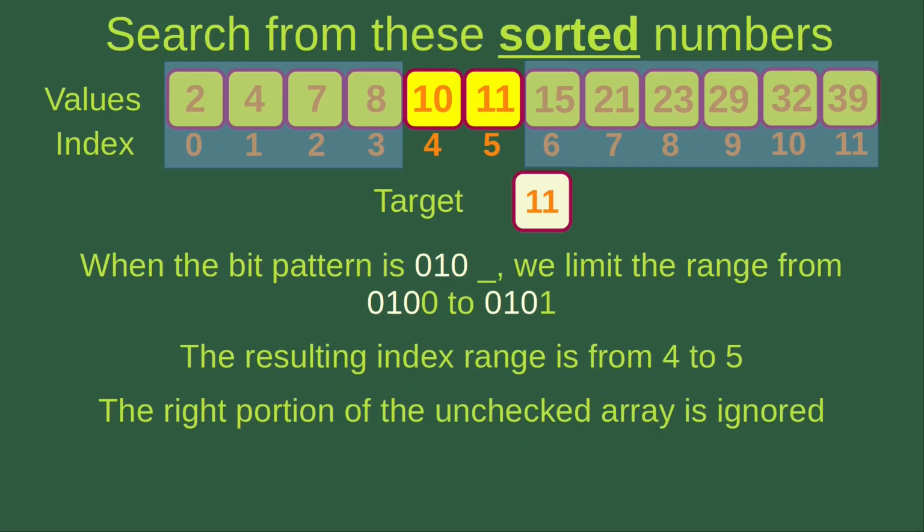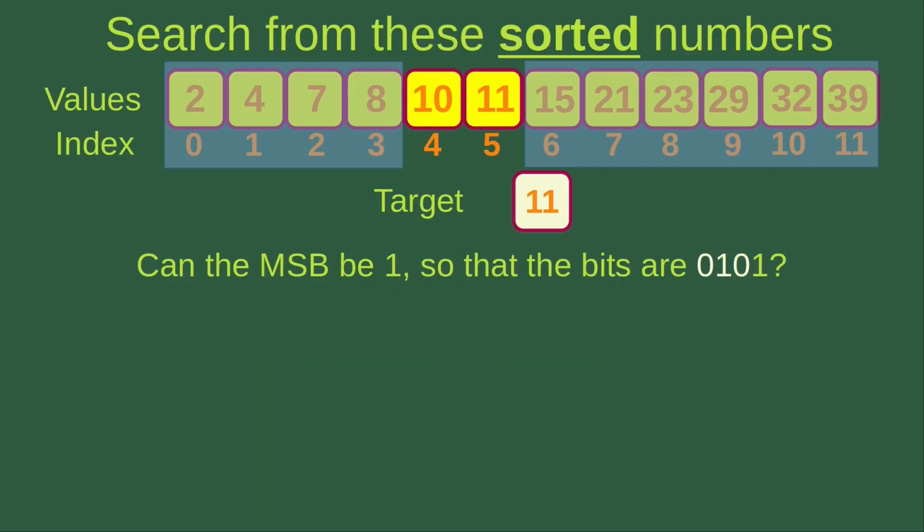Now when the bit pattern is already given by 0, 1, 0 together with an undetermined bit, we actually limit the range from 0, 1, 0, 0 to 0, 1, 0, 1. It means that the resulting index range would be just from 4 to 5. In this case, the right portion of the unchecked array is ignored. That's why I also shade index 6 and index 7. Now we have only 1 bit remaining to be filled.